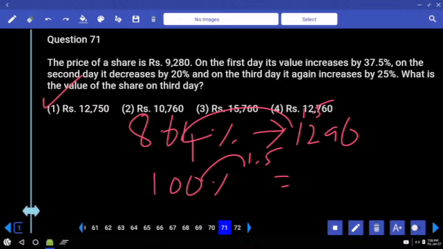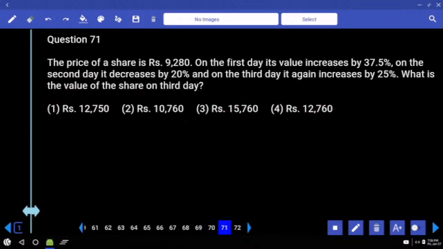Right, next. 71. This is again the 100 method statement. The price of the share is rupees 9280. On the first day its value increases by 37.5%. On the second day it decreases by 20%. On the third day it again increases by 25%. What is the value of the share on the third day? Okay, fine. So let's assume the initial share value is 100. What does it become on the first day?